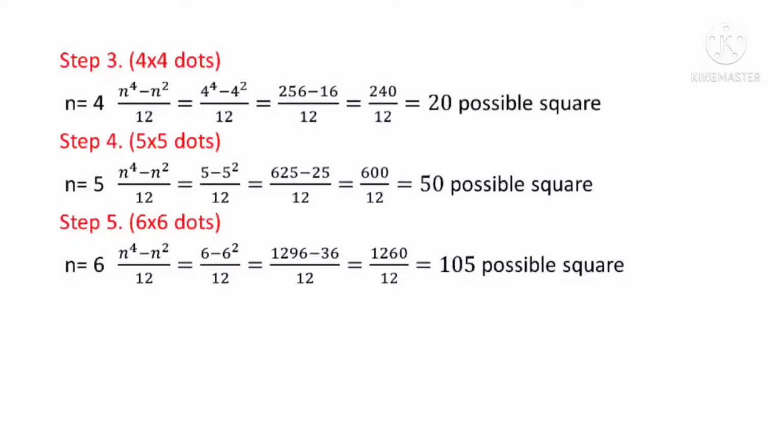So, next is the step 5. 6 by 6 dots. N natin is equal to 6. 6 raised to 4 po yun minus 6 raised to 2 over 12 is equal to 1296 minus 36 over 12 is equal to 1260 over 12 is equal to 105 possible squares. So, yung formula natin is applicable siya dito sa sequence na to kasi nakuha natin yung exact possible squares. So, next.